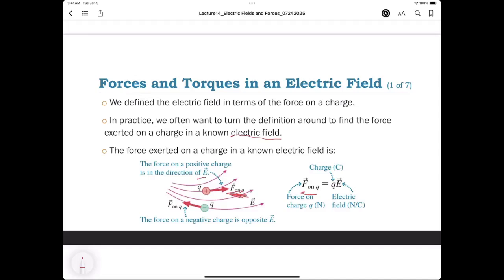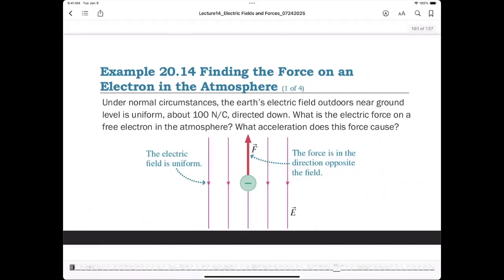The force on a negative charge is opposite E. This is the equation for the force exerted on a charge in a known electric field. This is the electric field, and this is a charge Q. Under normal circumstances, let's check one example.